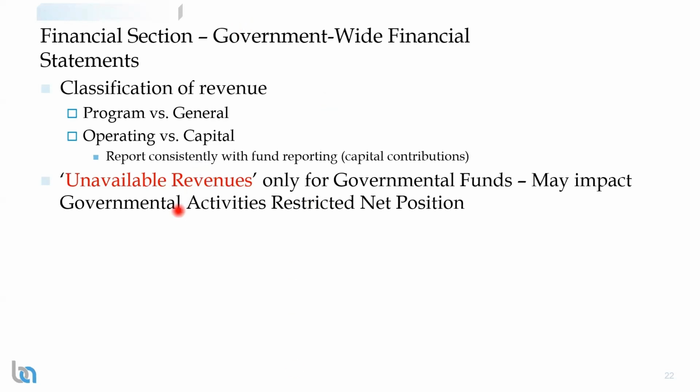And this one, I believe there is one very rare exception to the rule, but unavailable revenues are only meant for governmental funds. So you shouldn't really have unavailable revenues presented on your government-wide financial statements. Okay. Also, unavailable revenues impacts the calculation of restricted net position usually, especially if those unavailable revenues are in your special revenue funds.